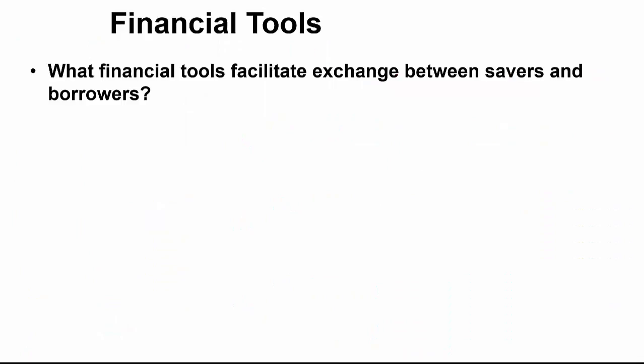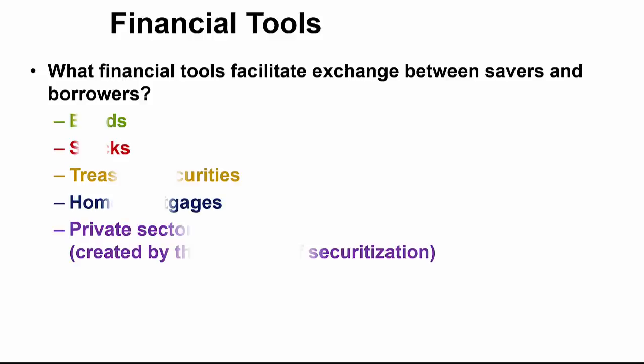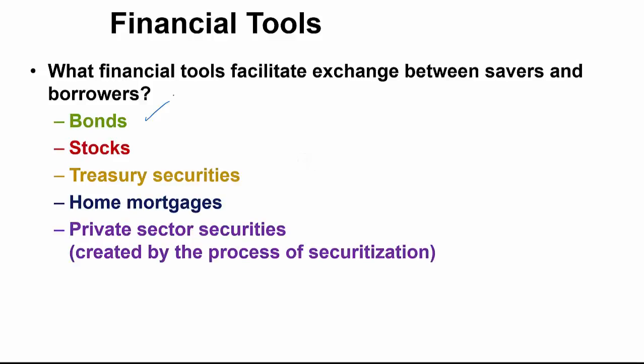All right, so some financial tools. What are all the various financial tools that facilitate exchange between savers and borrowers? They could be bonds, stocks, although stocks are a little bit different. They actually are ownership in a company, so they're not exactly savers and borrowers, but it's close enough. We have treasury securities, home mortgages, private sector securities. There's actually securitization now for student loans. We'll talk about that in a second.